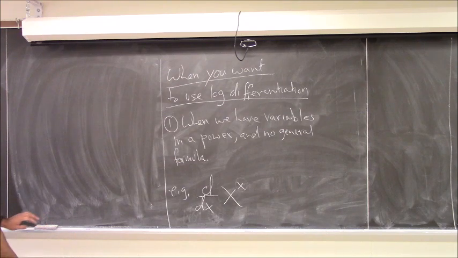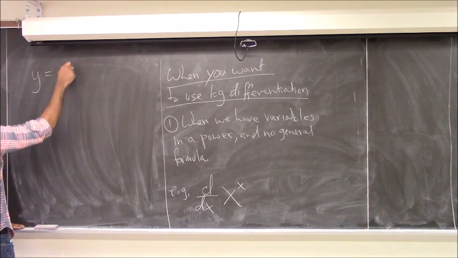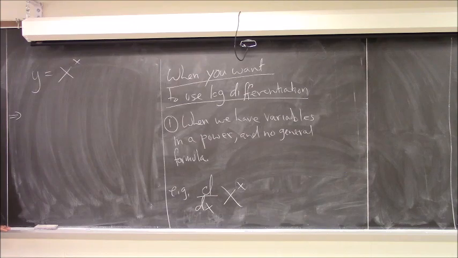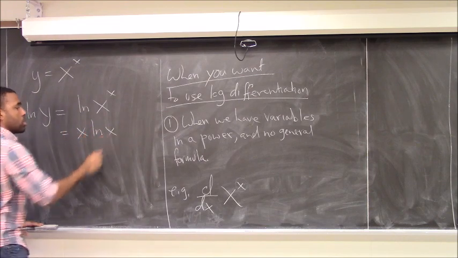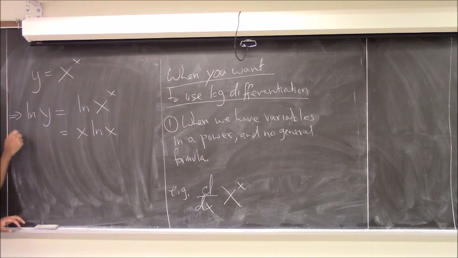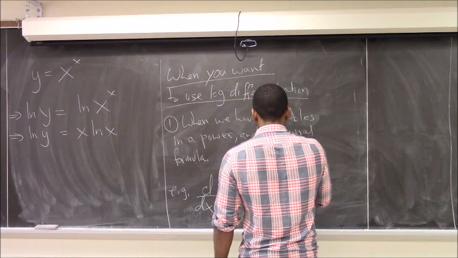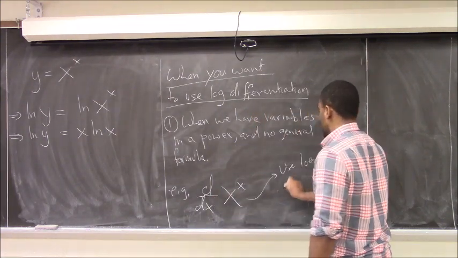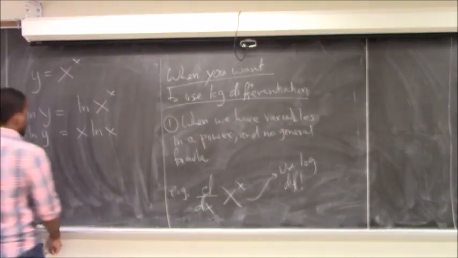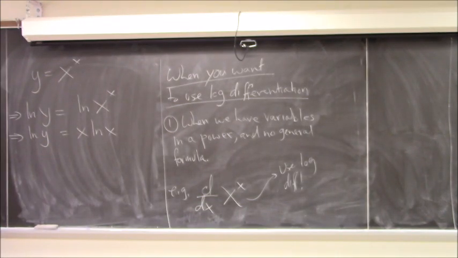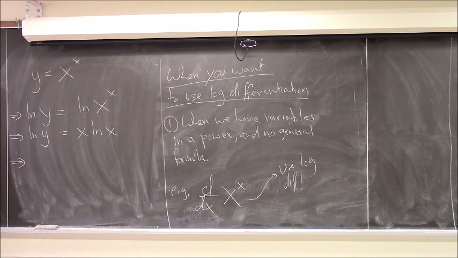So here's how we do that. If we set y equal to x to the x, what I can then do is ln both sides. And that allows me to bring that power down on the right side. So to figure out something like this, I could use log differentiation, because the power is annoying to deal with. I can get rid of those powers using logs, we know that. And so now I can differentiate implicitly with respect to x.